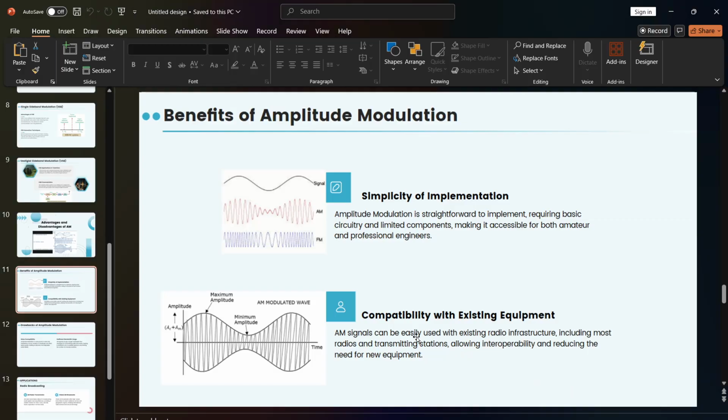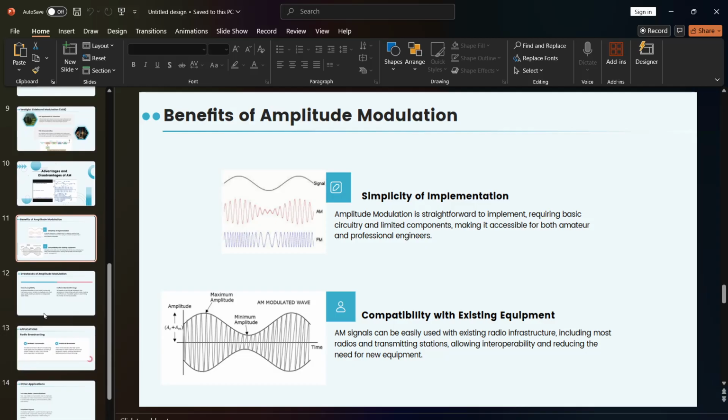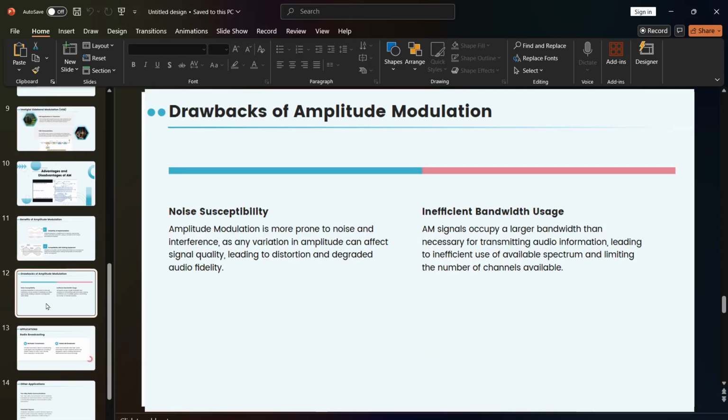Then compatibility with existing equipment. AM signals can be easily used with existing radio infrastructure, including most radios and transmitting stations, allowing interoperability and reducing the need for new equipment. Next slide, we have drawbacks. The drawbacks of amplitude modulation are noise susceptibility and inefficient bandwidth usage.